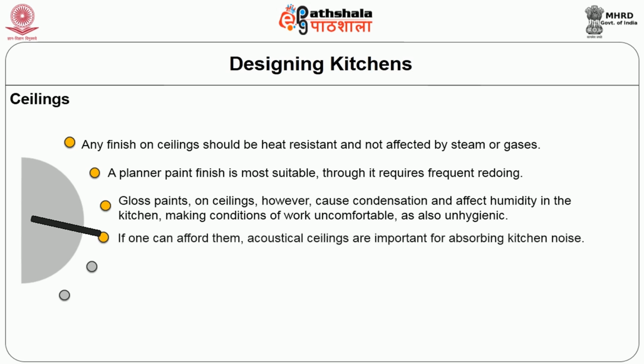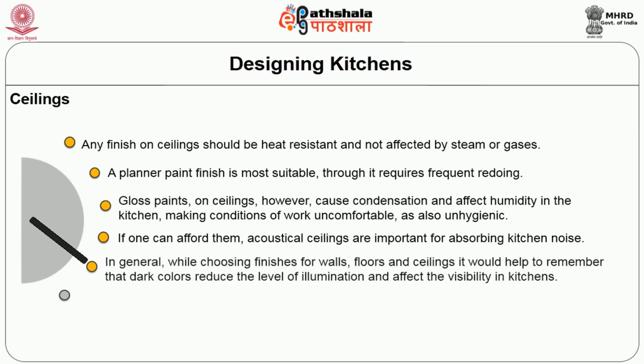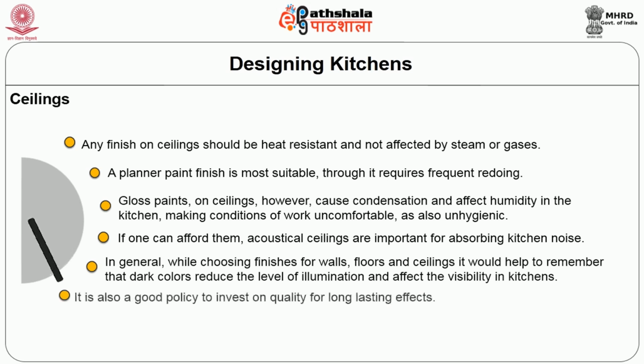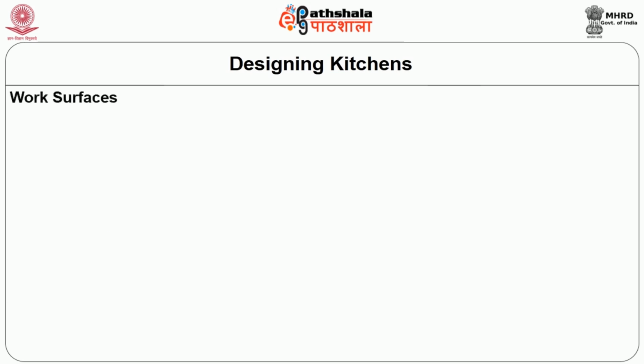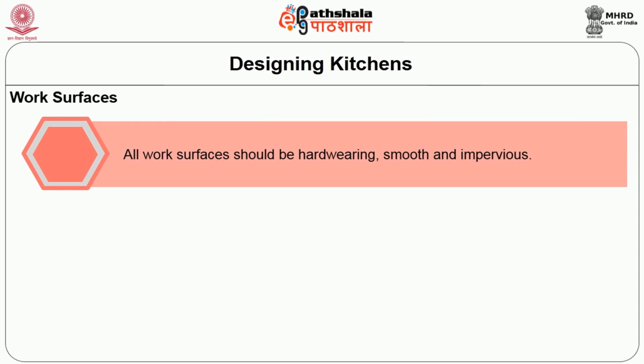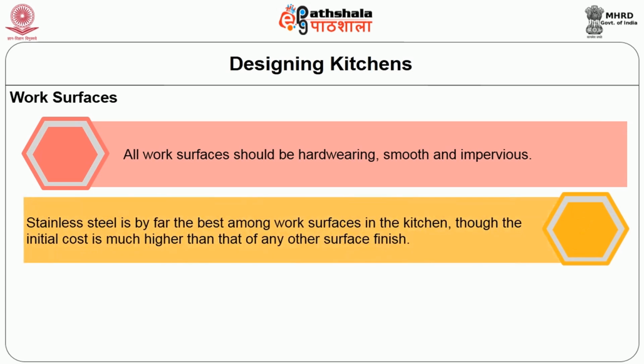In general, when choosing these finishes for walls, floors and ceilings, it would be good to remember that dark colors reduce the level of illumination and also affect the visibility in the kitchen. It is also a good policy to invest in quality for long-lasting effects. And the work surfaces should be hard wearing, smooth and impervious. Stainless steel is by far the best among the work surfaces in the kitchen, though the initial cost is much higher than that of any other surface finishes.